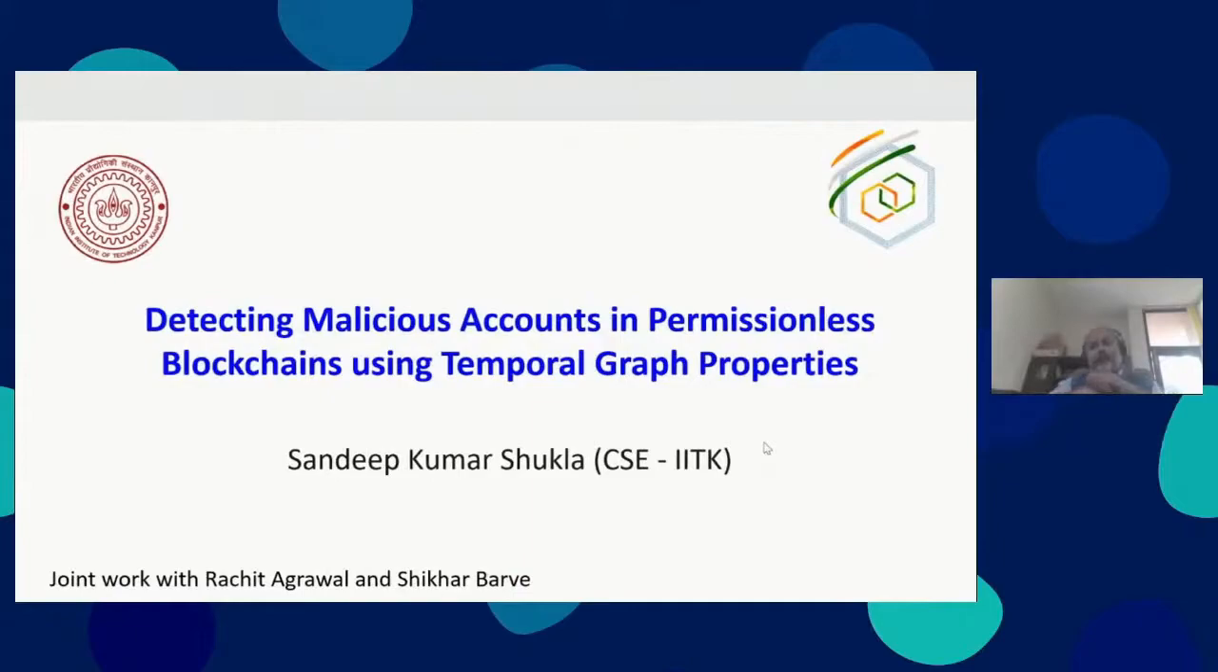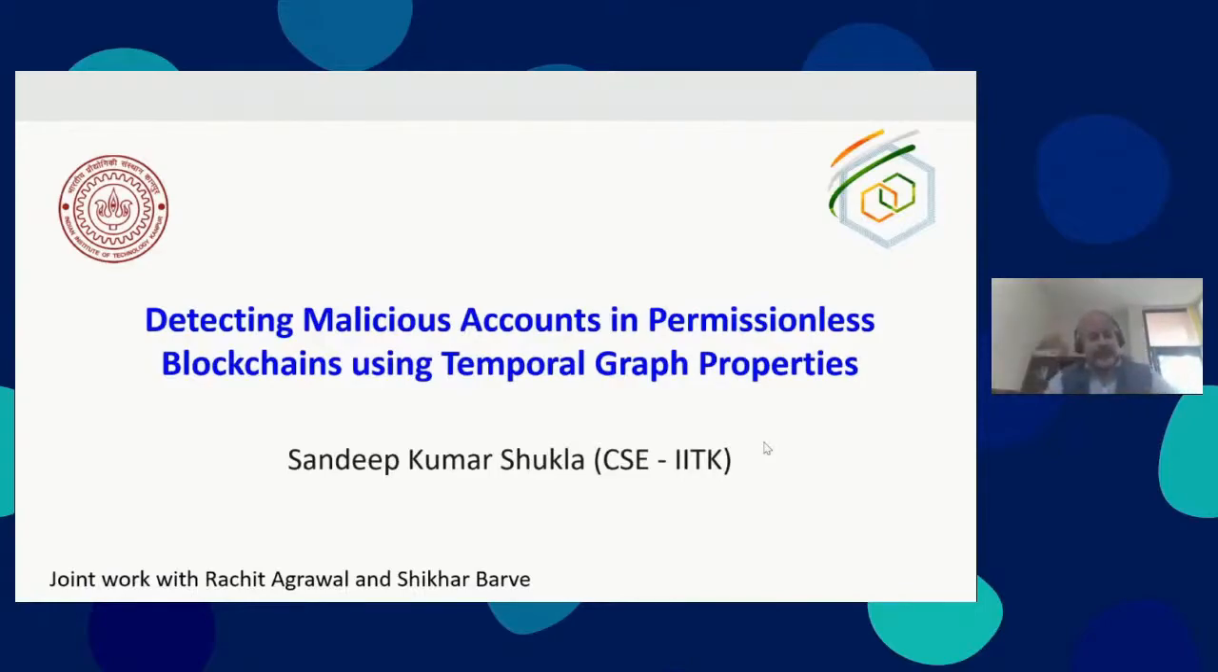So I'm going to give you a very short overview of the work we are doing to detect malicious accounts in permissionless blockchain using temporal graph properties. So first, let me tell you why we are interested in this.